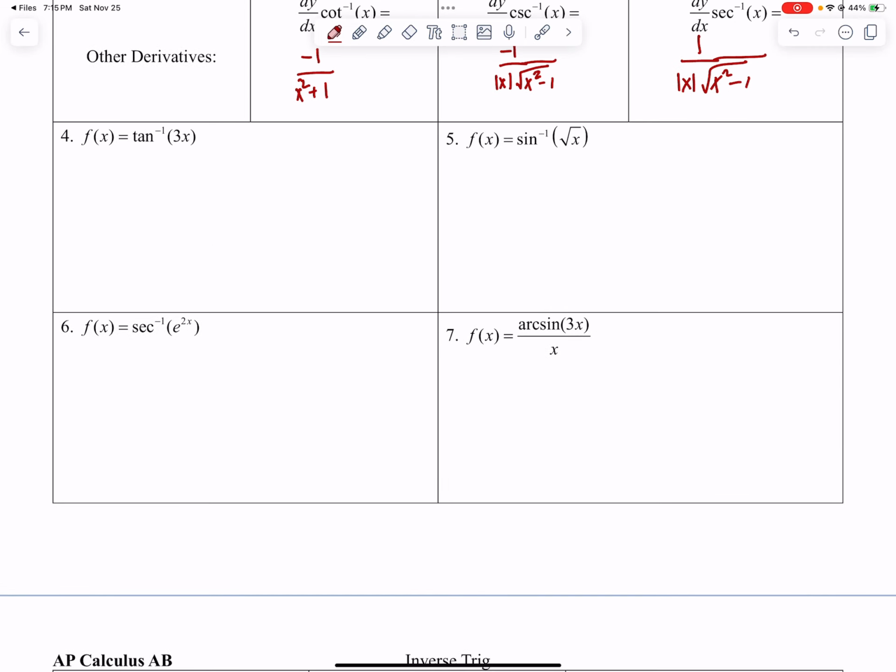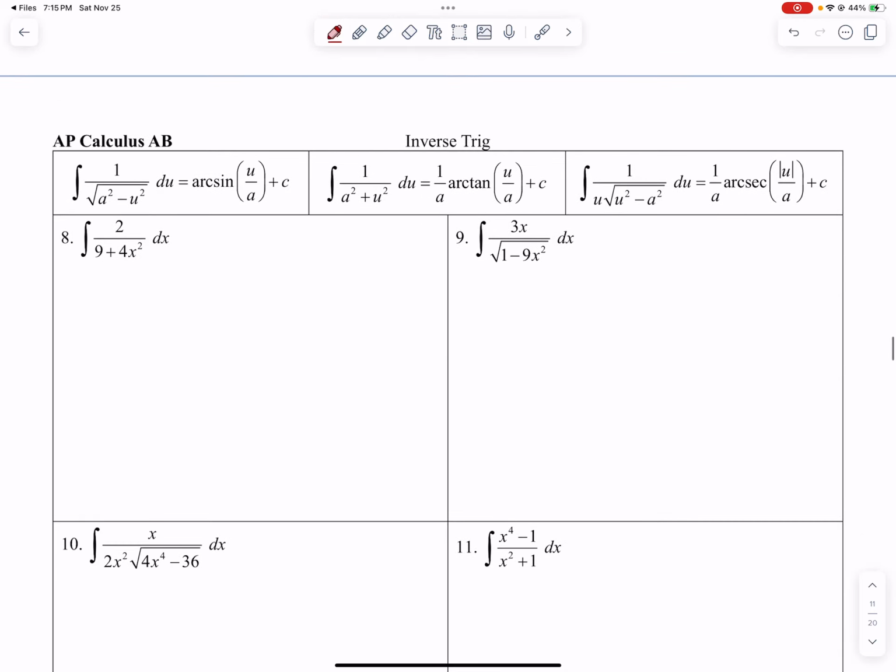Go ahead and do 4 through 7, maybe, maybe not. I don't care because I think we'll do this in class anyways. So you could pause the video here and call it a day. Likewise, we'll talk about more of the inverse trig derivatives right here during class.